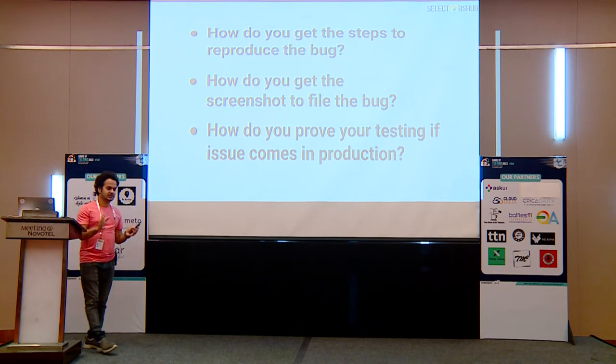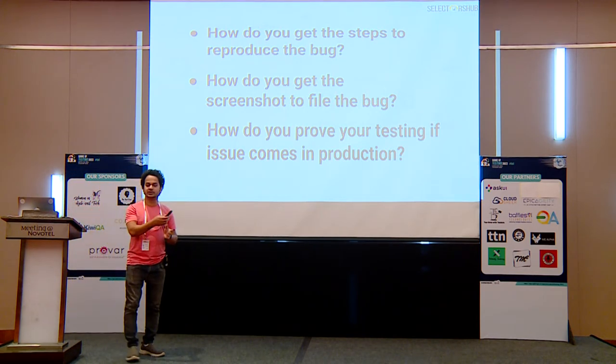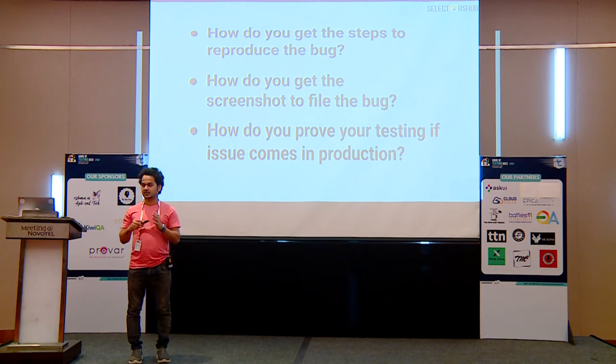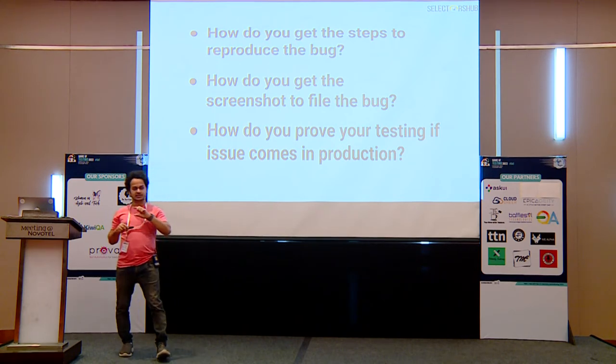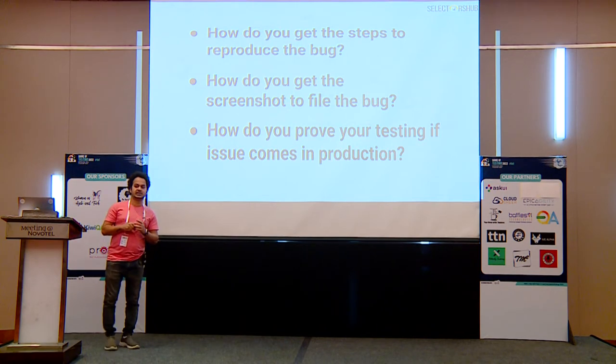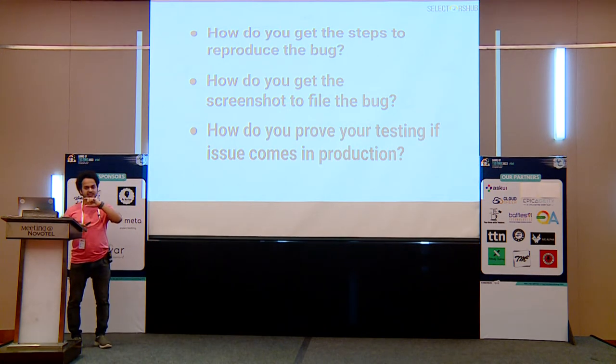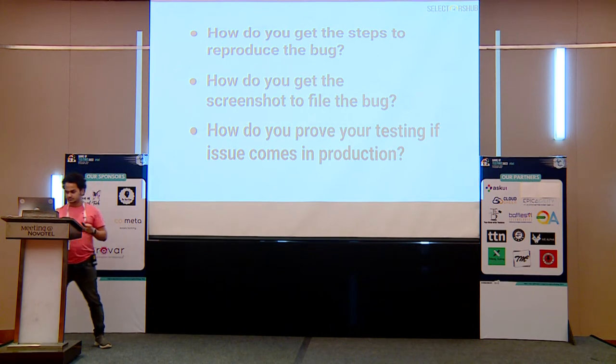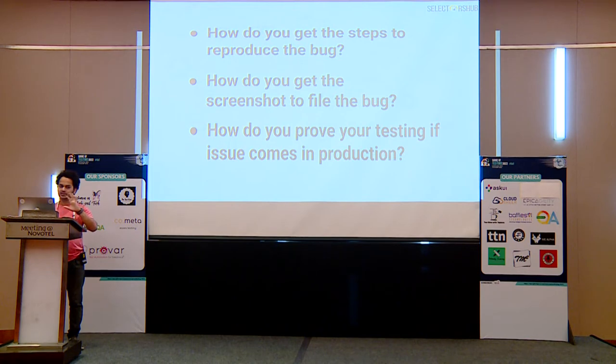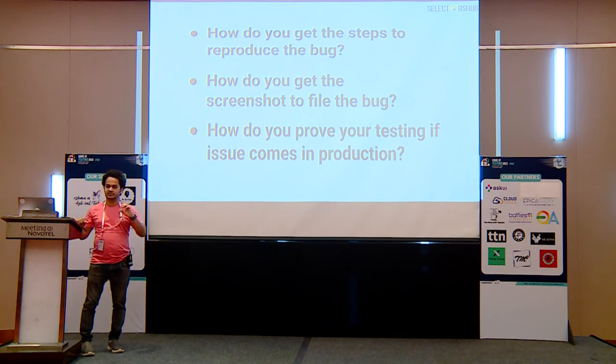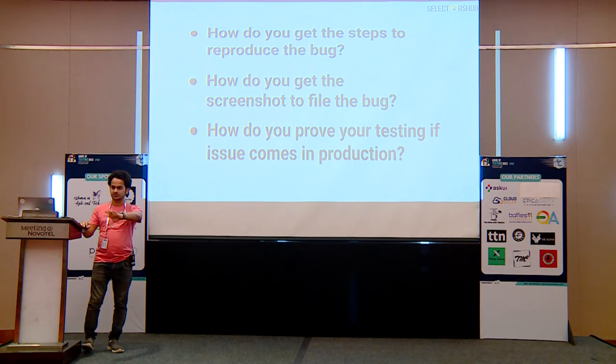And generally we don't have proof because none of us likes to do the documentation. Nobody likes to take the screenshot of each and every step. Nobody likes to write the steps that they have followed to do the testing. So in this kind of situation, how can we solve all these problems without doing anything? Because we just want to do whatever we are doing. You don't want to add one more extra step.